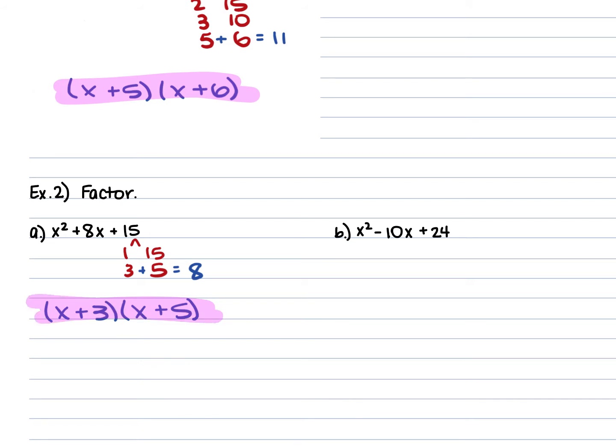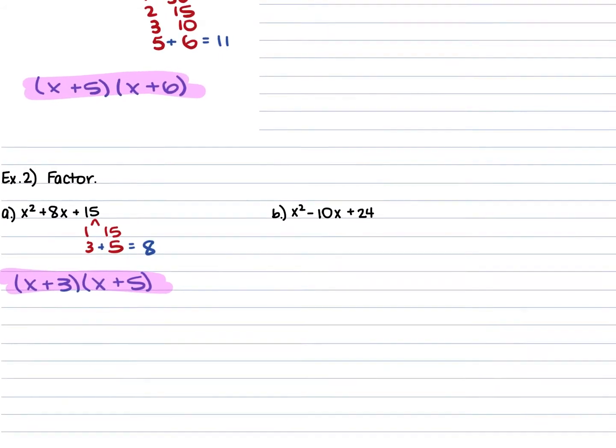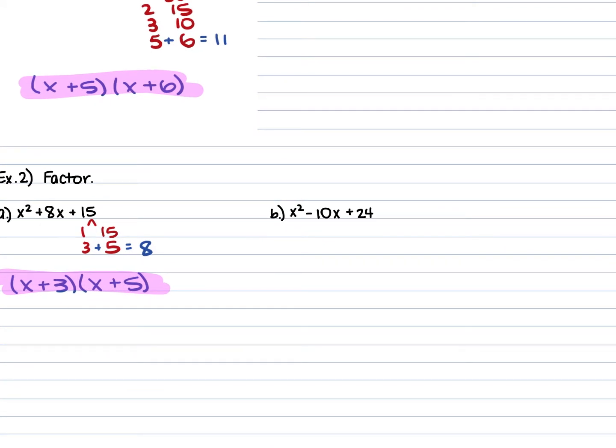And you can always check your answers with these by FOILing these out or multiplying these two binomials, because you will be left with the trinomial that you started with if you FOIL them and combine your like terms.